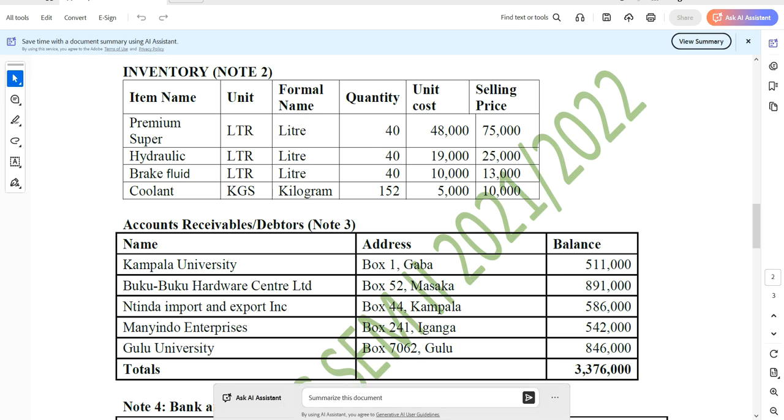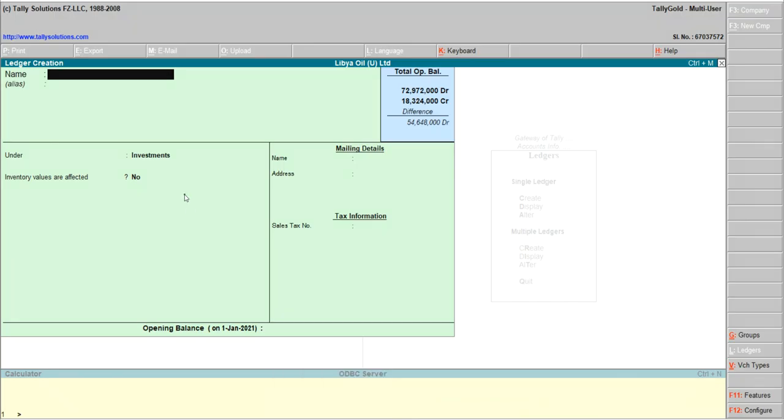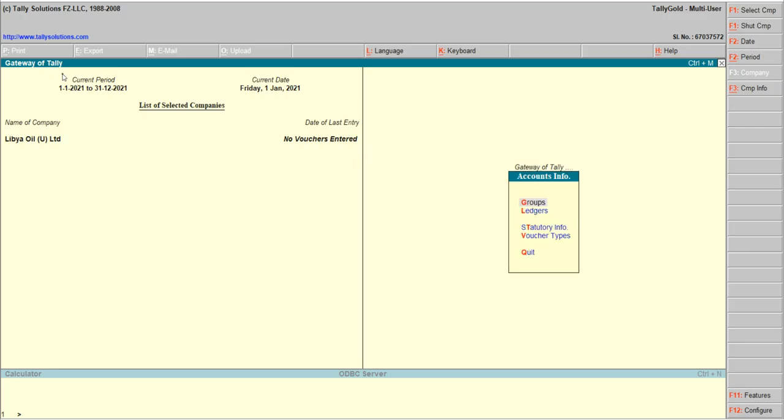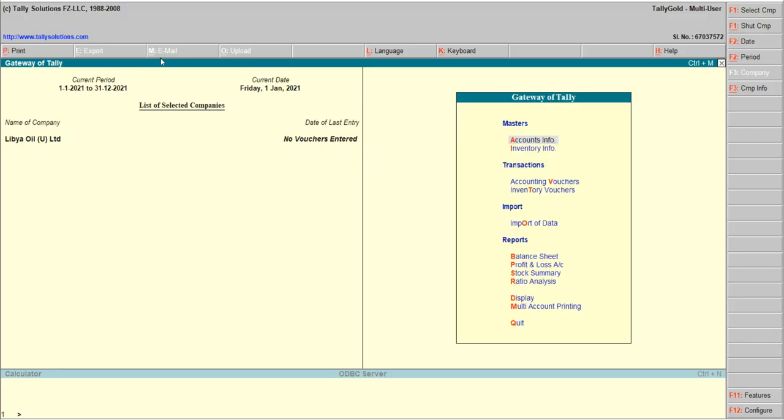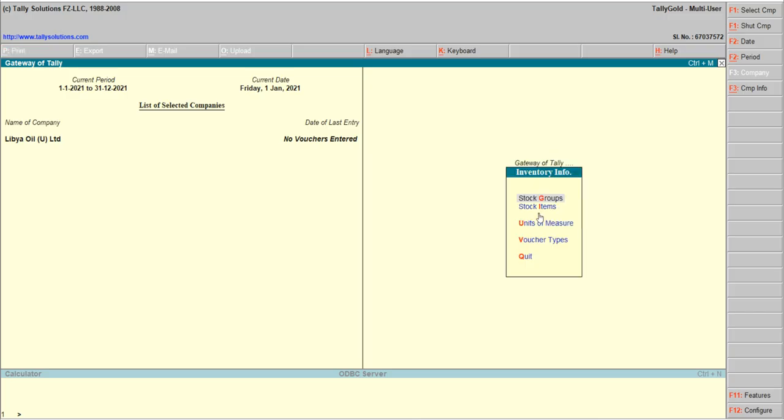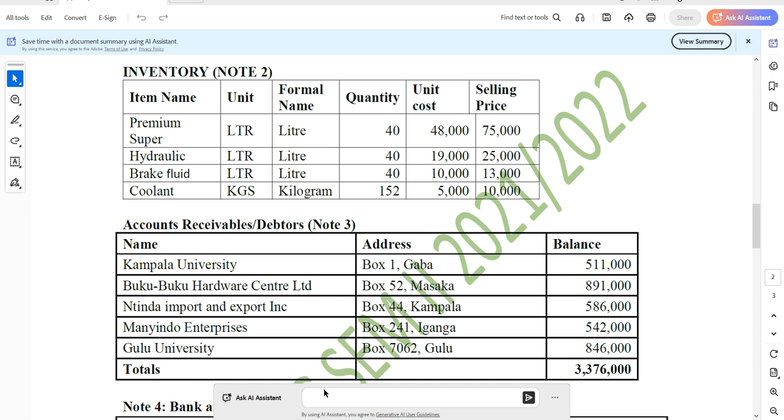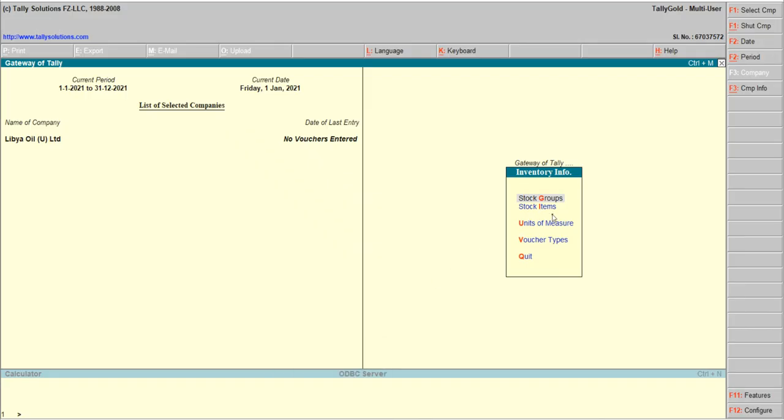I want to enter these items in Tally. So now this is a window for ledger creation. You press the escape button, then you go back to the gateway of Tally here. Then click on inventory information, stock items. But before the stock items, you see in the question you have units of measure. We are going to first create the units of measure because the stock items you have to associate them with the units of measure.